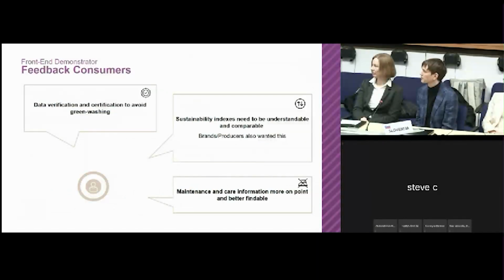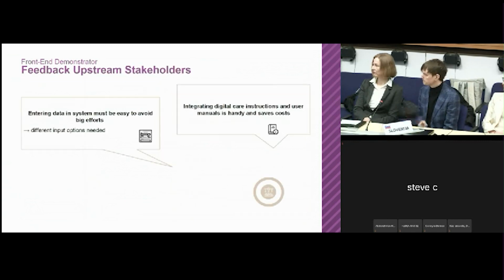Interestingly, also brands stated that they want to use that to differentiate their own products from others, and have an incentive internally to develop sustainable products. And consumers gave the feedback that maintenance and care information were more understandable and better findable for them.